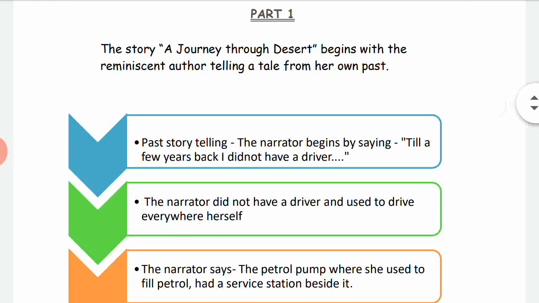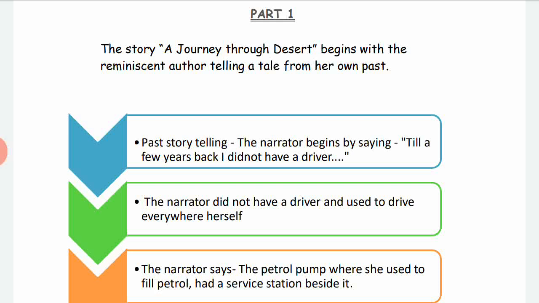So she will take us at the beginning to a past storytelling. The narrator begins by saying, "Till a few years back I did not have a driver." So the narrator is taking us a few years back. This is not the present day, this is not a future thing, but a past thing, the past story that the narrator is going to tell us.